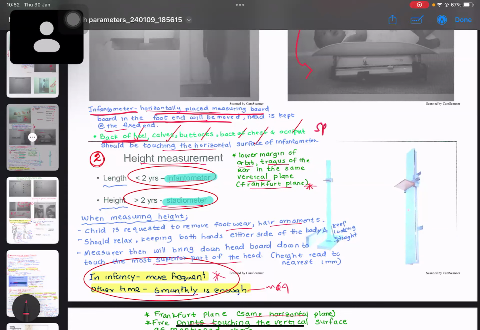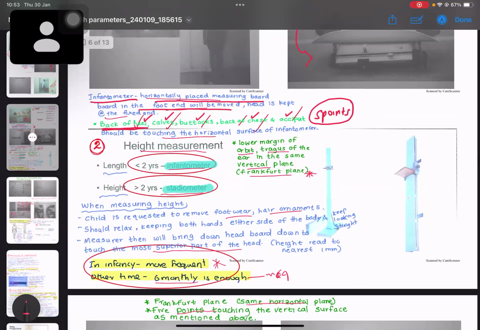5 points have to touch the infantometer. Those 5 points are the baby's back of the heel, the calves, buttocks, back of the chest, and occiput. These 5 things should be touching the horizontal surface of the infantometer at the same time. Then only will we get the accurate length of the baby.